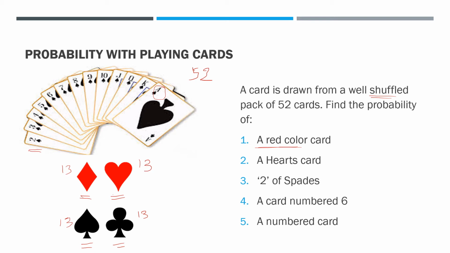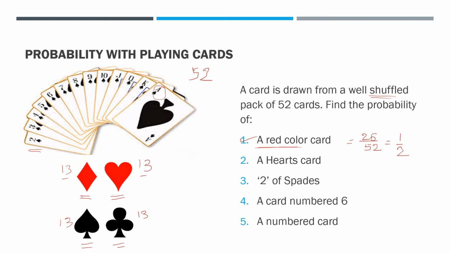So how many red color cards altogether? 13 plus 13, 26. So out of the total cards of 52, we have 26 red color cards, which is 1 by 2. Perfect. So that is the first problem. Done. Let's look at the second one.